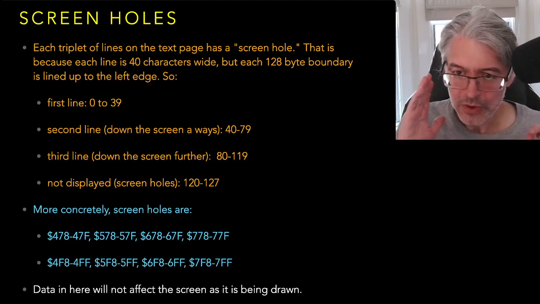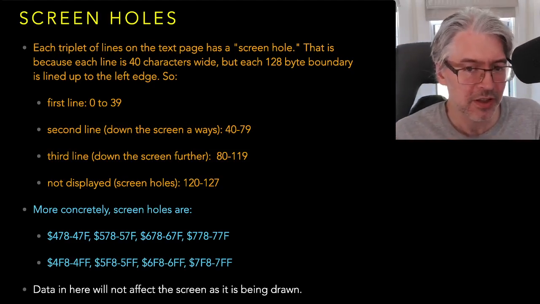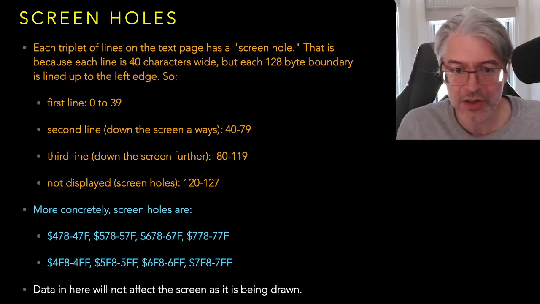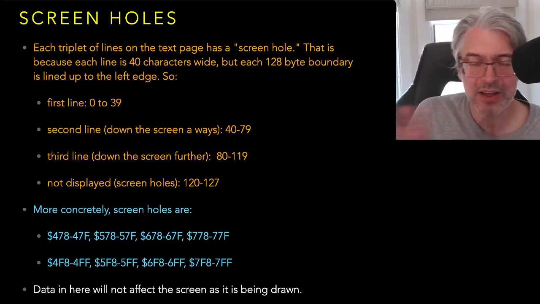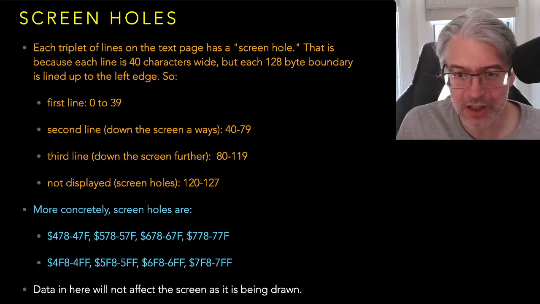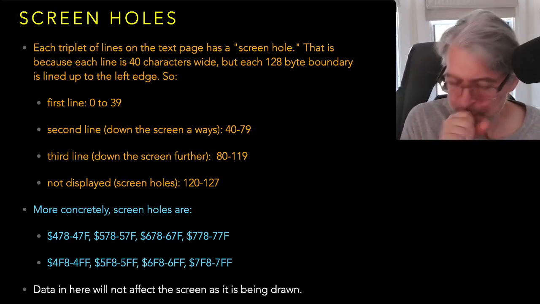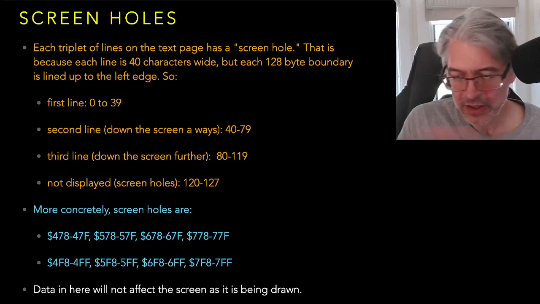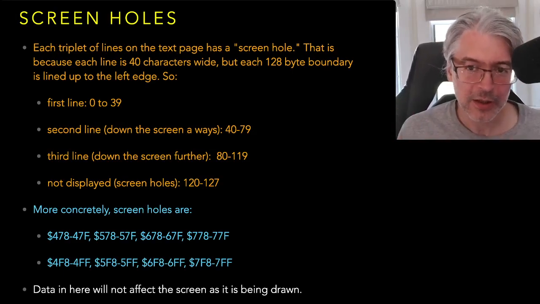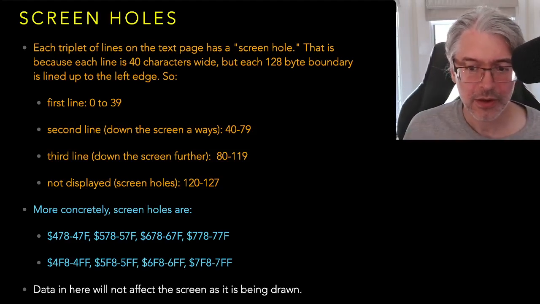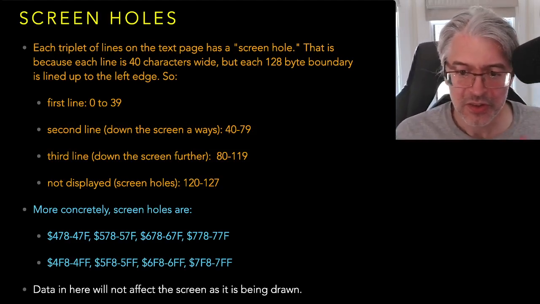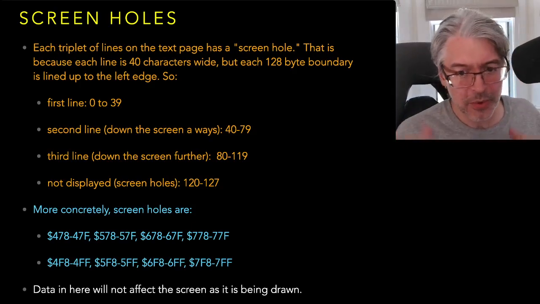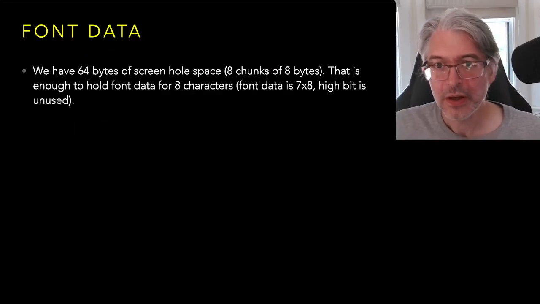And the next thing we do needs to line up with 128, which means that 120 through 127 are not used for anything. Those are the screen holes. They're not displayed anywhere. They're in the text memory space, but they're not displayed. We have 8 of those, and each of those 8 screen holes has 8 bytes in it. So we have 64 bytes free, and whatever you write in here doesn't affect the screen data. So that's where you put the font data. You put the font data there, and then you tell the Apple III to come get it. Okay.